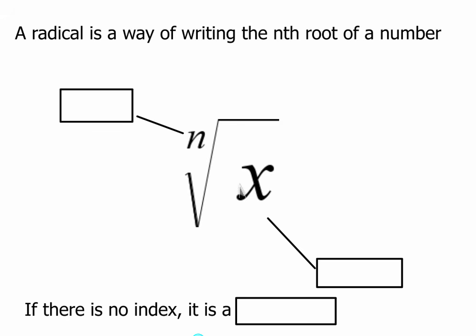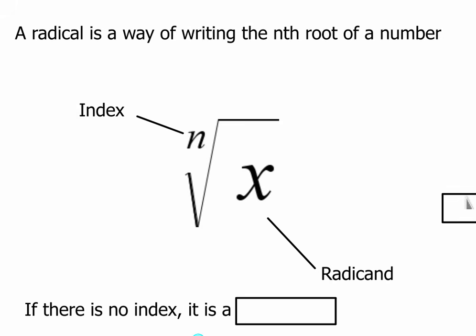The two parts of a radical, besides the actual radical symbol, are this number on the outside, which is known as the index. That's the root you're taking. In a square root, the index is 2. In a cube root, the index is 3, and so on. And the number under the radical is known as the radicand. These are just some vocabulary words you need to know about radicals.